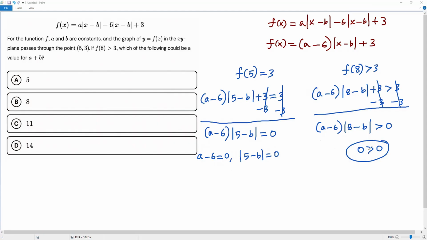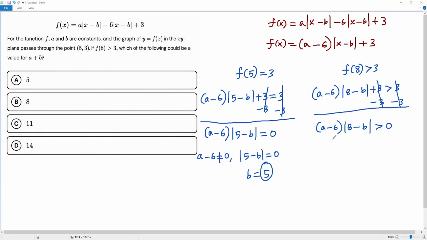But this is false. So a − 6 cannot be 0, because whenever the product of two quantities is greater than 0, neither of them can be 0. If one of them is 0, the product will become 0. So according to this inequality, the value of a − 6 cannot be 0. According to the equation, the product of these two quantities is equal to 0. So since a − 6 is not equal to 0, this |5 − b| must be 0, so that this product is equal to 0. When |5 − b| equals 0, what should be the value of b? The value of b should be 5, so that 5 − 5 is 0, and the absolute value of 0 equals 0. Here I got the value of b, that is 5.